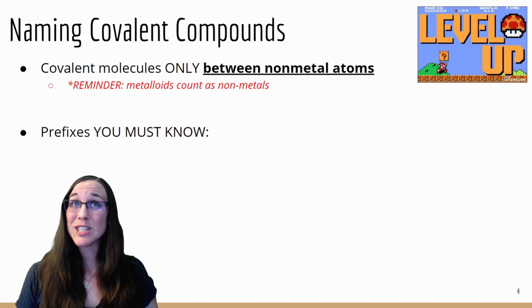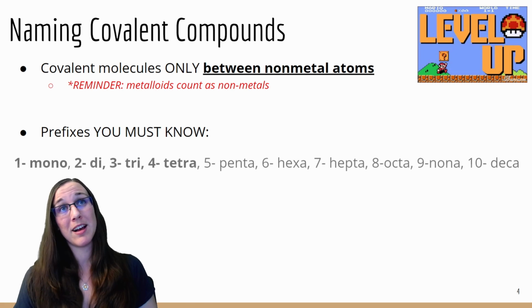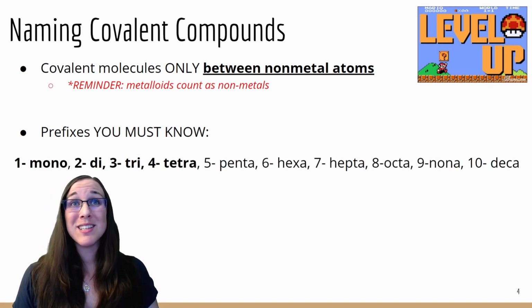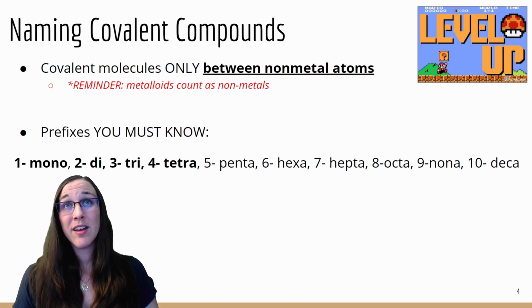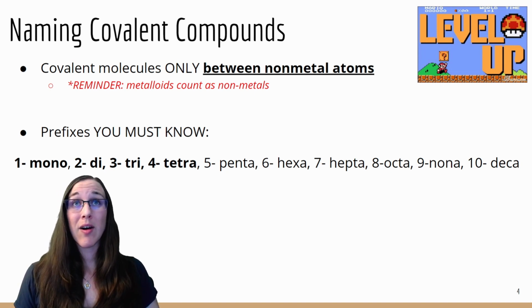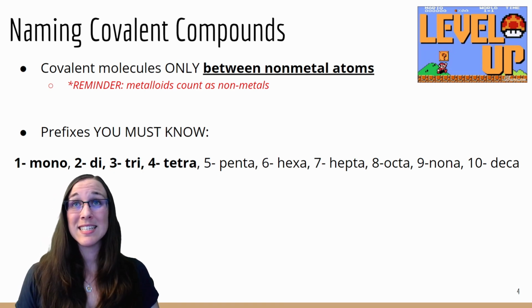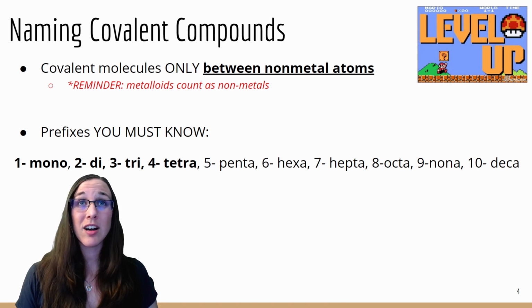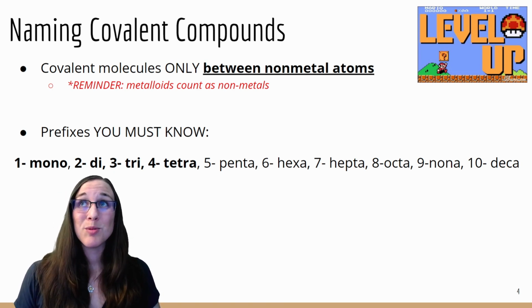These are the prefixes you must know. You absolutely must know these or be familiar with them in order to name covalent compounds. The prefix mono means 1, di means 2, tri means 3, tetra is 4. Now I have bolded those first 4 because you're going to see those more often. Those are more common. Then afterwards, penta is 5, hexa 6, hepta 7, octa 8, nona 9, and deca 10. If you have these memorized, naming covalent compounds will be a breeze.